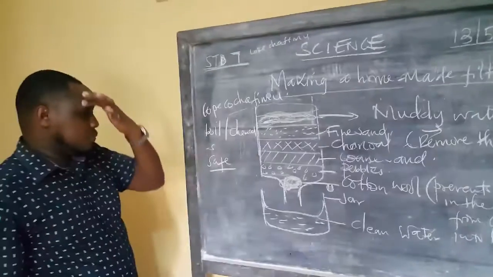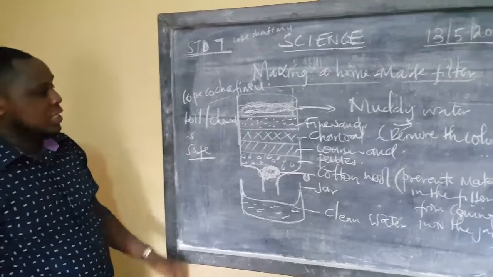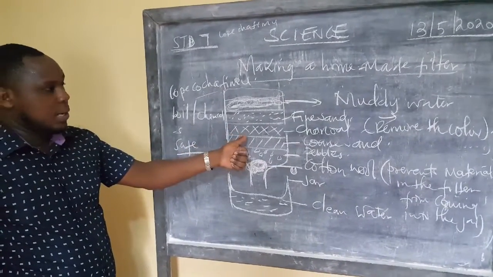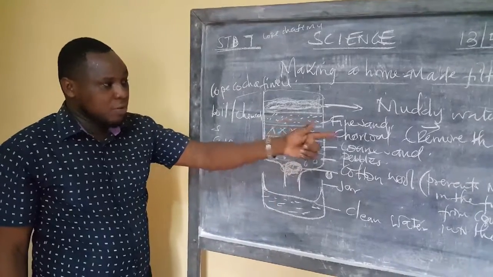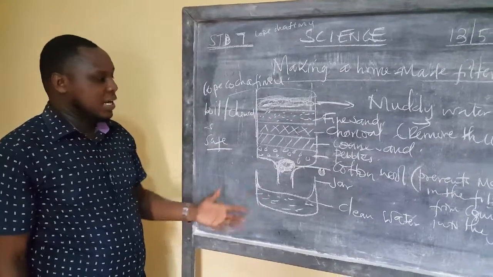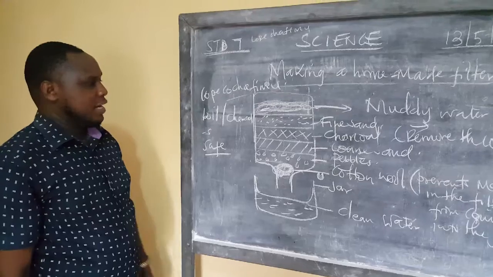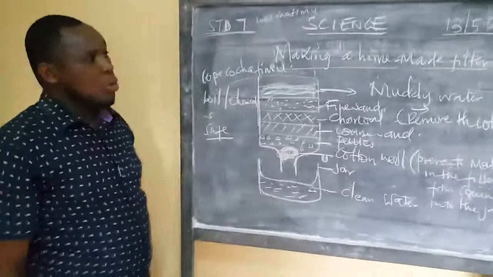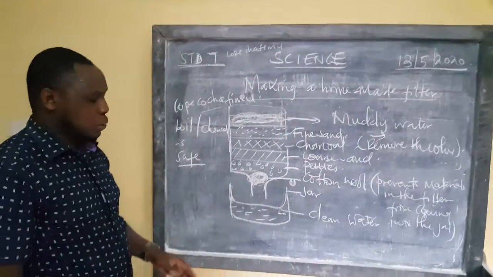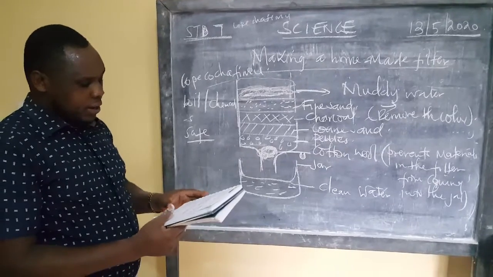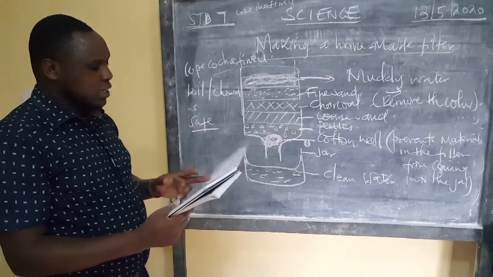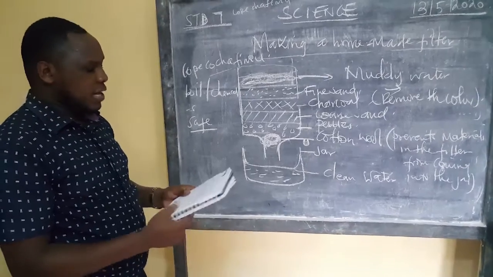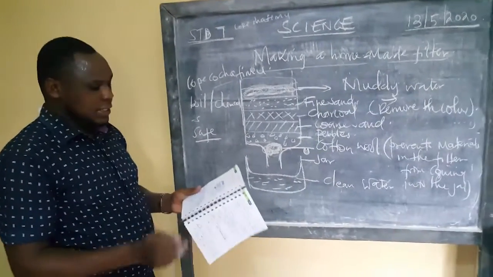So we said the charcoal is another question from this diagram. What is the importance of the charcoal? It is to remove the color. Once you remove the color, the water becomes very clear. So that is all about the homemade filter. That's what I wanted to discuss with you today. But before we finish up, we have 3 questions that we need to answer regarding what we did yesterday.